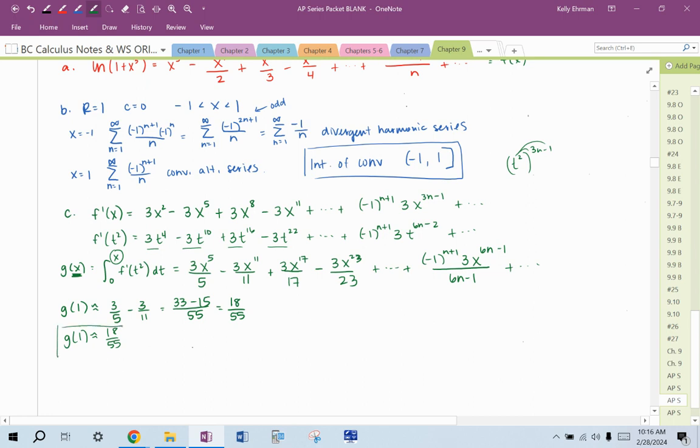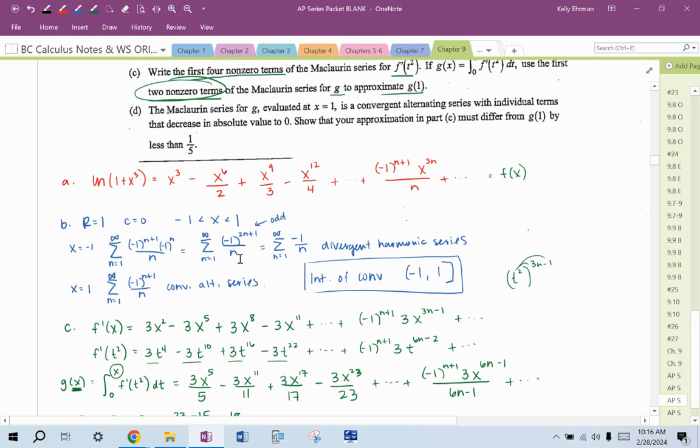Do you have to simplify that? I've always been told no. So could you leave it as 3/5 minus 3/11? Maybe, but I am checking scoring guidelines as I'm going, and I see that they simplified, so might as well. Okay, part D. Part C had a lot to it, so let's see.